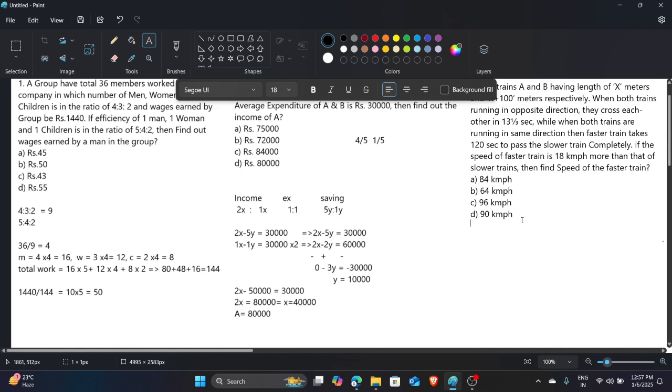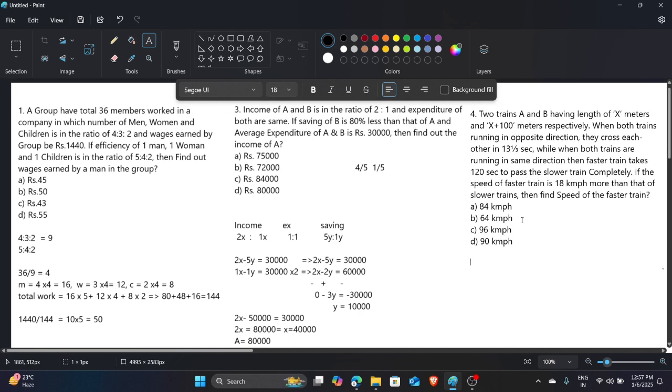So this is the new question. Okay, no problem. The two trains A and B have lengths of x meters and x plus 100. So the A train length is equal to x, and the B train length is equal to x plus 100.